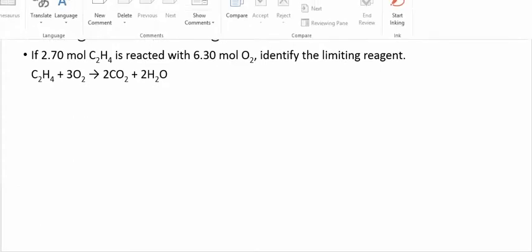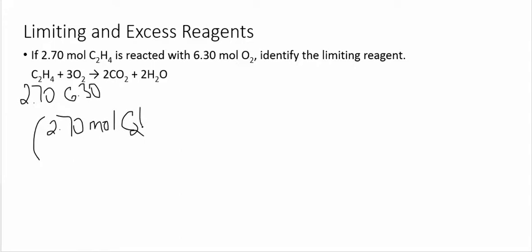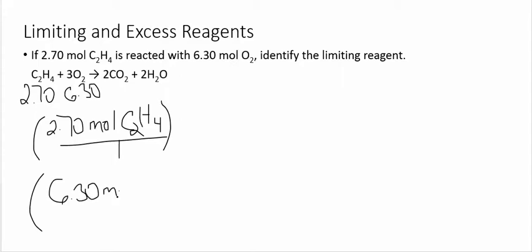Okay, so let's look at another example. We have 2.7 moles of C2H4 reacting with 6.3 moles of oxygen. Identify the limiting reagent. Very similar type of problem. Since we have 2 numbers on the reactant side, I'm going to set up 2 separate equations. And again, it does not matter what product I solve for, as long as you solve for the same product. And so I will solve for the water in this case.